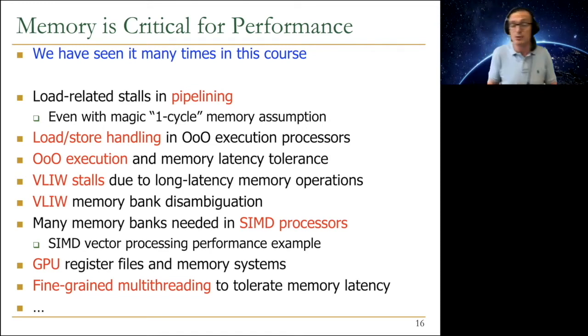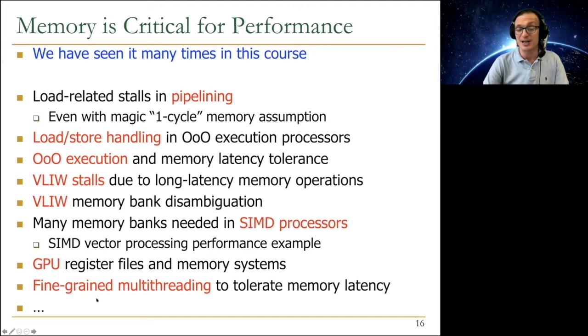Vector processor maybe needs 1 word per cycle. But if you actually have a modern GPU, it's actually hundreds of words per cycle. So you really want to sustain very large memory bandwidths in today's GPUs, and we discussed this in the last lecture as well. And we also saw a very simple SIMD vector processing example where adding more ports to memory more than doubled your performance, right? If you remember that example. We talked about GPU register files and memory systems in the last lecture.